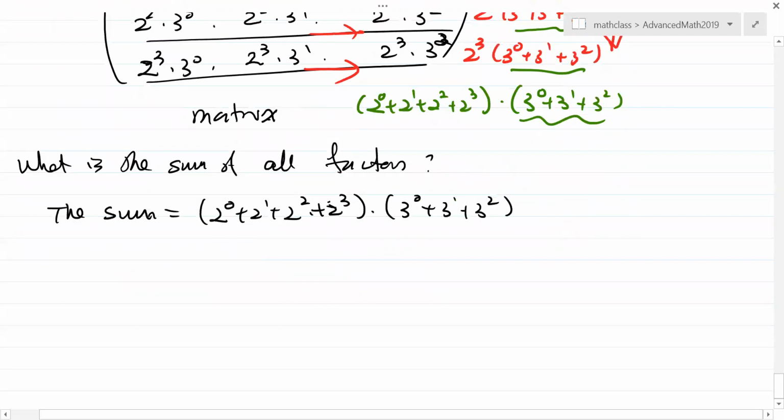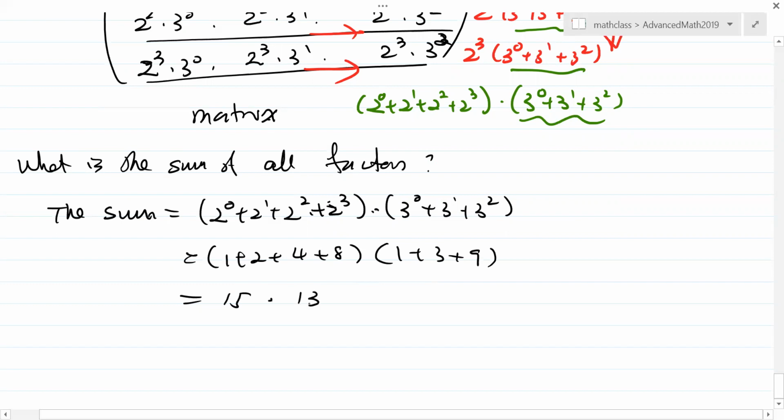So the question is, how do you add them together? Now you can do that directly, no problem. 1 plus 2 plus 4 plus 8, and here 1 plus 3 plus 9. Let me add them together. Here's 15, and this is 13. So 15 times 13 is the sum.